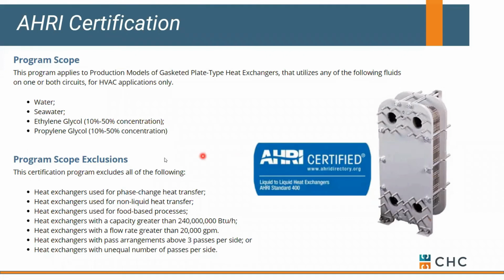So AHRI has certain criteria that they are chasing: glycols up through 50%, water or seawater applications, flow rates up to 20,000 gallons a minute, and BTU loads at 240 million or less. So AHRI is very active on the heat exchanger side of the equation, just to make sure they're protecting owners and engineers with guaranteed performance in the field.